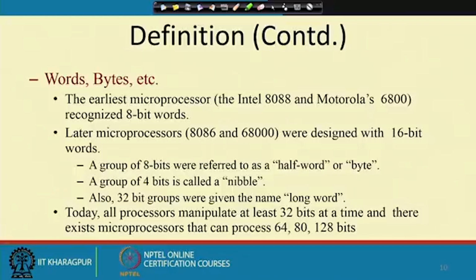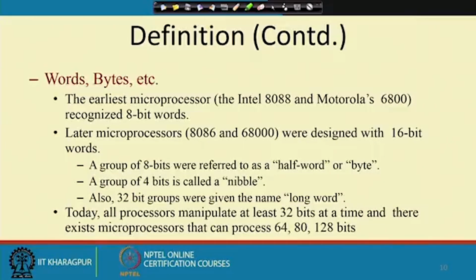For these microprocessors with a 16-bit word, a group of 8 bits we call a half word or a byte. If we call a word 16-bit, of course, there is no standardization like this: you can have some processor with a 32-bit word or a 64-bit word, whereas byte is a very standard term. 8 bits constitute a byte, but word size is dependent on the processor. If we say that the word size is 16-bit, then a group of 8 bits is referred to as a half word or byte. A group of 4 bits is called a nibble. If you divide the byte into two 4-bit parts, each of them is called a nibble.